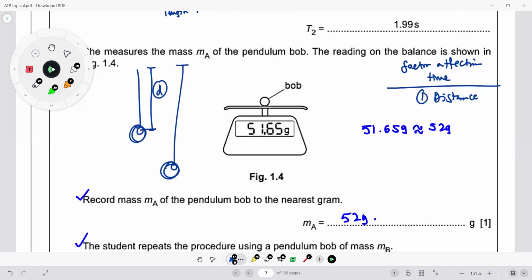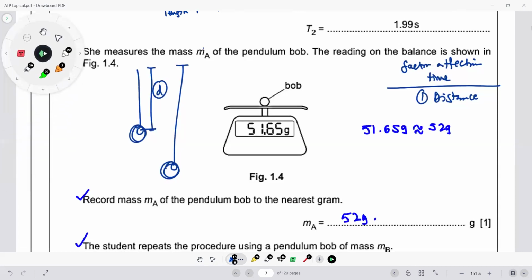It says she measures the mass of the pendulum bob. The reading on the balance is shown. ये बैलेंस स्प्रिंग बैलेंस हो सकता है? नहीं सर. क्या ये बीम बैलेंस हो सकता है? Yes sir. क्या ये फैन बैलेंस हो सकता है? Yes sir. क्या ये इलेक्ट्रॉनिक बैलेंस हो सकता है? Yes sir. Because spring balance is a balance that measures weight.